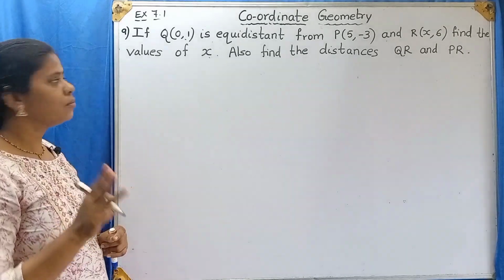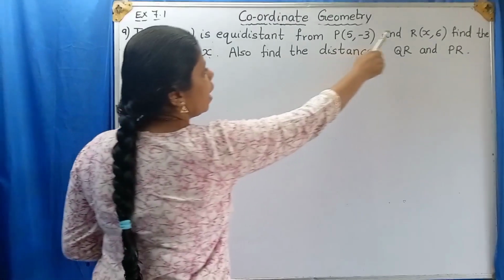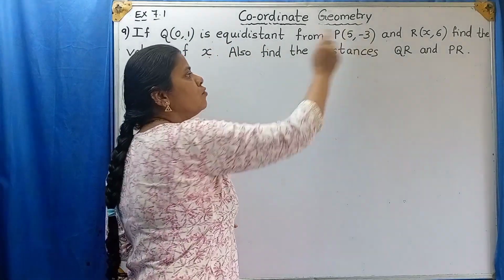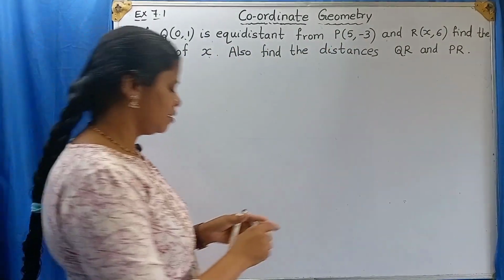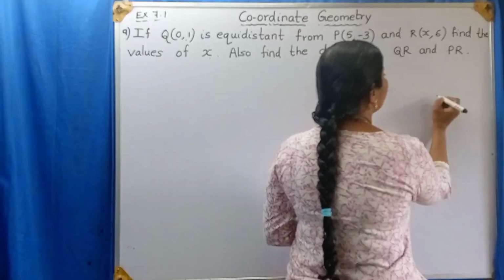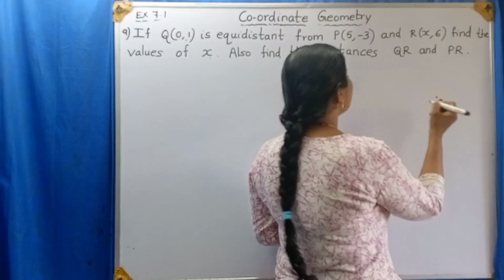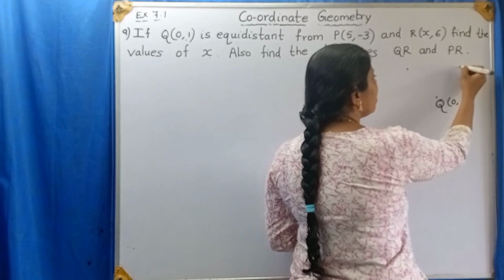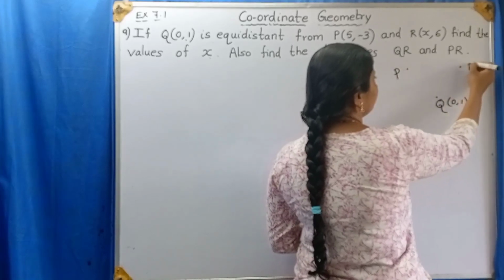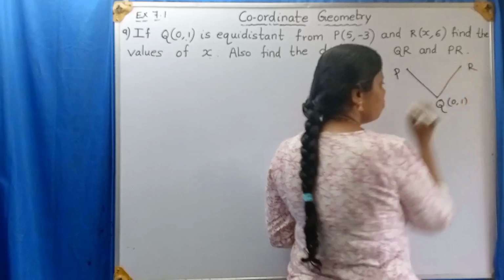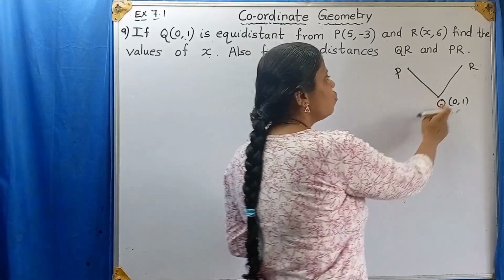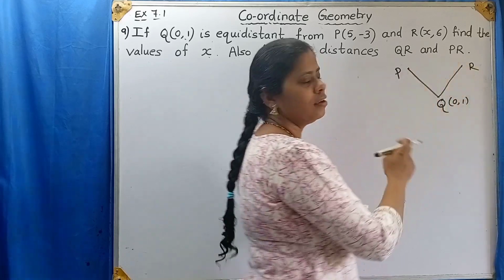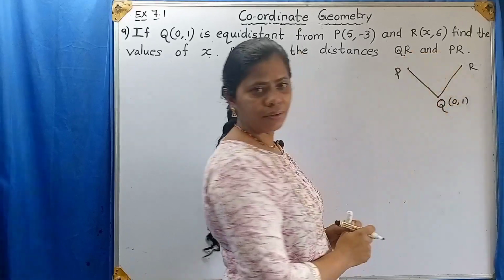There are 3 points, that is Q, P and R. And Q is equidistant to the point P and to the point R. What does it mean? See here, the coordinates of Q are (0, 1). It is equidistant to the point P and to the point R. It means PQ is equal to QR. Since Q is equidistant to the point P and to the point R, QP is equal to QR.